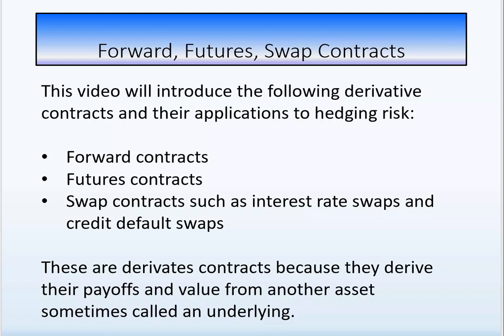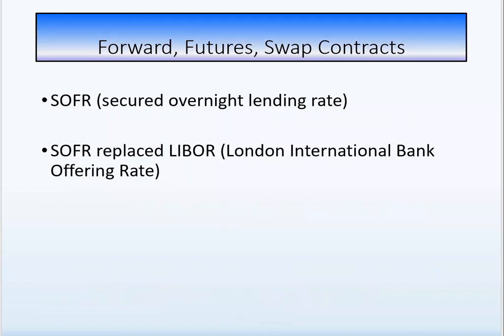Let's talk about the uses of derivative contracts. Derivative contracts can be used for speculative and hedging purposes, but our primary concern here is with hedging. Hedging means to reduce a pre-existing risk or a risk that's inherent in a future transaction. We will also discuss a recently created interest rate called SOFR. SOFR stands for Secured Overnight Financing Rate, and how derivative contracts that reference SOFR work to hedge risk.